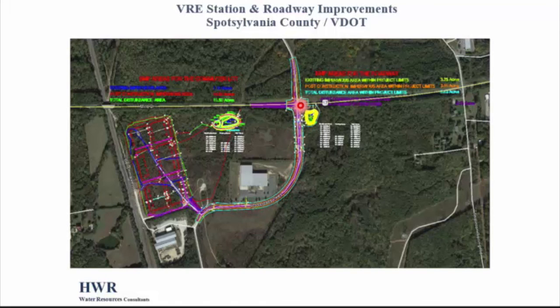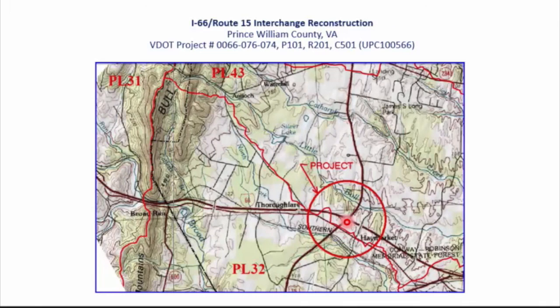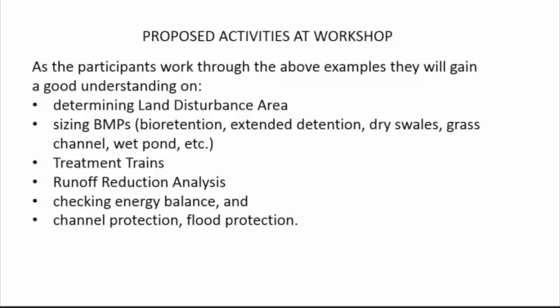This will be followed by the interchange project. This is a major interchange, Interstate 66 and Route 15 in Prince William County, interchange reconstruction project. The participants will have a very good understanding of water quality and quantity design based on these projects.